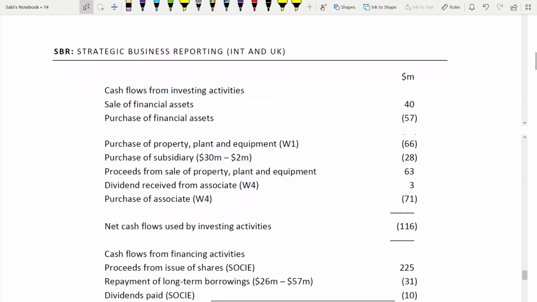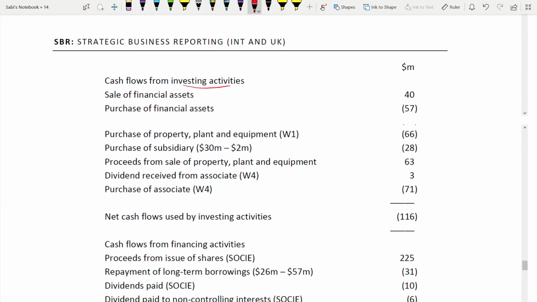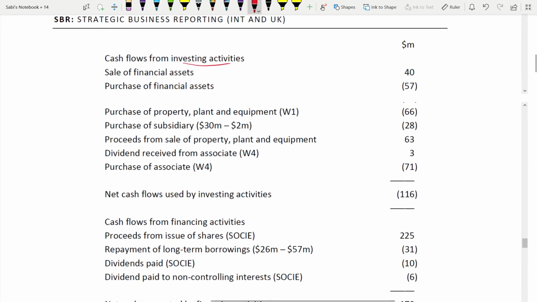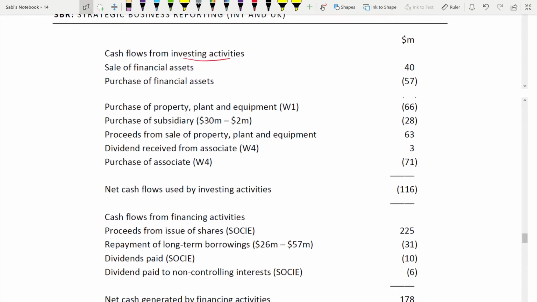Next, we are going to the investing activities. Under investing activities also we have plenty of things to do. Sale of financial assets, purchase of financial assets. So sale, definitely inflow, add; purchase, you deduct. Let us first finish with the workings, that's what I feel is easier, so that we can quickly fill the balance. Working 1, property, plant and equipment, how much you have purchased. And then working 4 for the dividend you have received from associate, and also how much you have purchased the associate. So first we'll go through working 1 and 4 and finish it off.